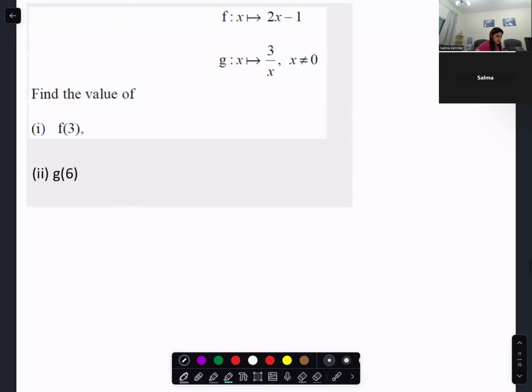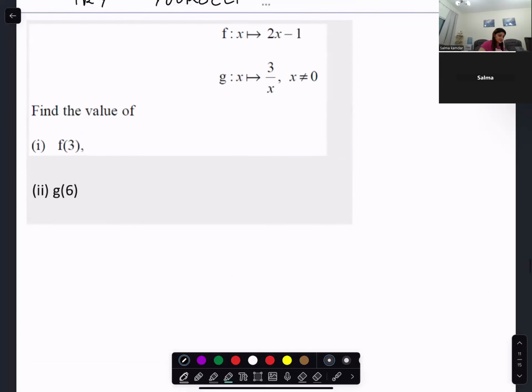Now let's test yourself. Find the value of f of 3. First read it. What will you read it as? That means you want to find the value of the function. What is the function? 2x minus 1. You want to find the value of the function when x is 3. So when x is 3, the value of the function would be 5.